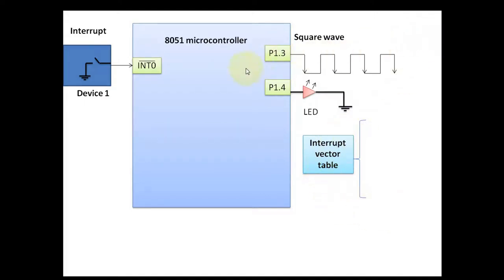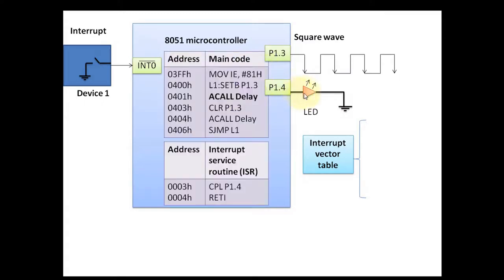Suppose my task is I want to continuously blink the LED. I want to continuously generate one square wave on pin number 1.3. And whenever there is an interrupt, I want the LED status to change. If it is 1, when the interrupt occurs, it should go 0. If it is 0, when the interrupt occurs, it should go 1. So this is my code for performing this operation.